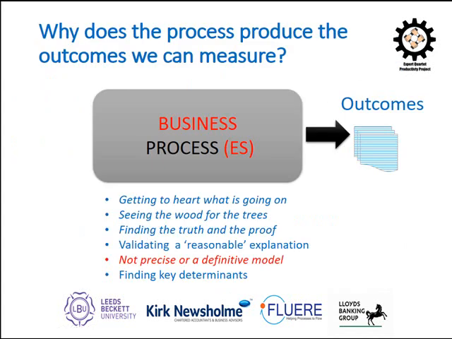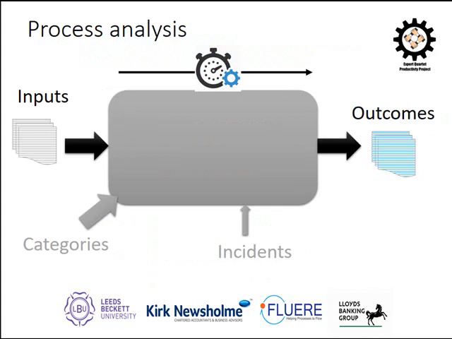So what we're bothered about is the business processes that produce those metrics that we looked at in the performance pyramid and your priorities. What are the things that produce the outcomes that you see? So people talk about getting to the heart of what's going on, finding an explanation for what might be happening, and finding what we call the key determinants. So what are the key inputs that cause that to be as it is? It's not a precise model, it's a reasonable explanation. So we're particularly bothered about tracking back and saying, can we identify what are the inputs that cause the outcomes?